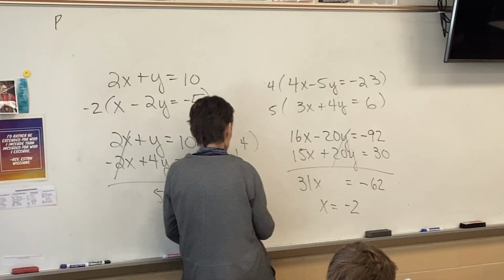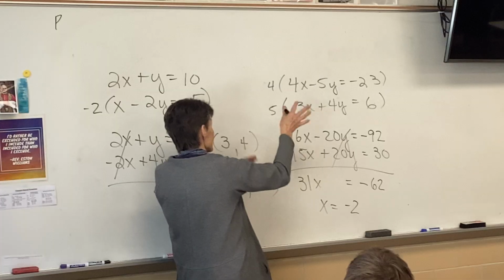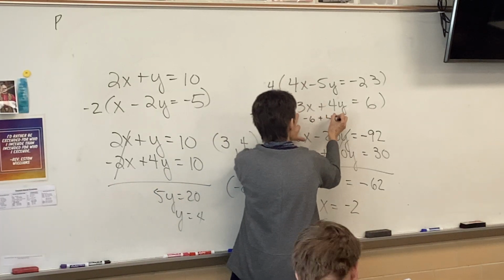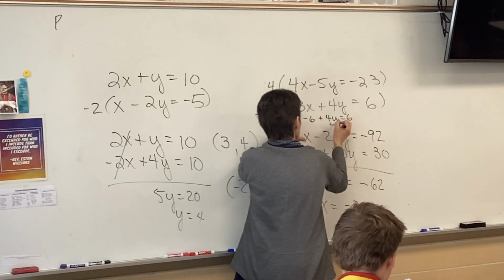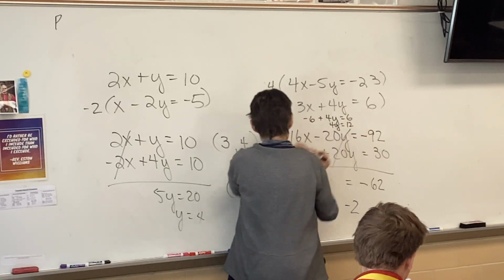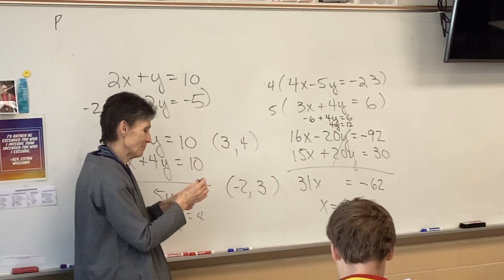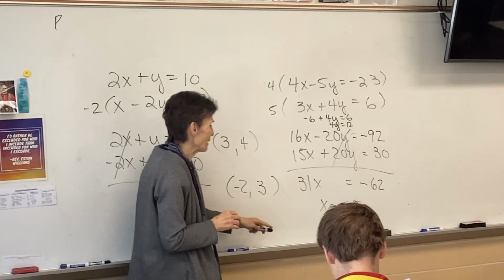So we have one answer, x is negative 2, so we'll go back somewhere. I'll plug it in here. So negative 6 plus 4y equals 6. Did you get 3? Yeah. You did not. I did, I already had it written down. Oh, it's 0. Thank you.